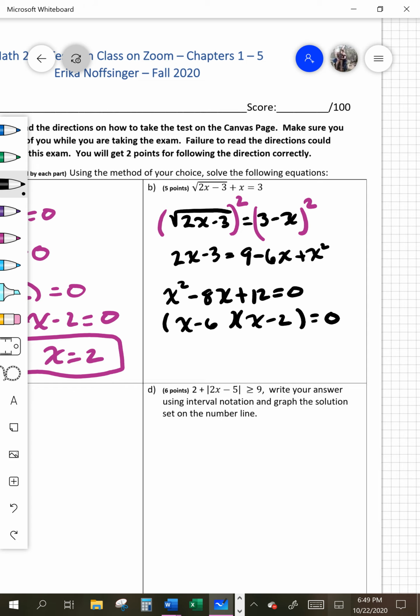Set each piece equal to 0. We get x minus 6 is 0 when x is 6. And we get x minus 2 is 0 when x equals 2. We are not done because we squared both sides of the equation, or if you raise both sides of the equation by an even exponent, then you may get what is called extraneous solutions. So you must go back and check in the original equation to see if this gives us a true statement or not.